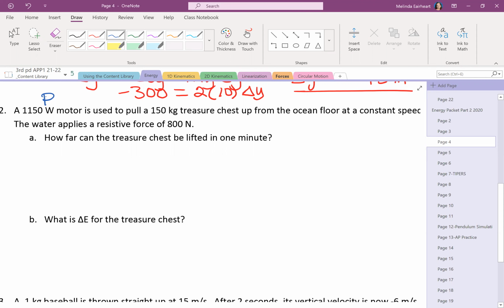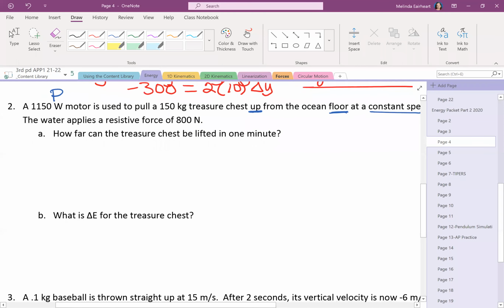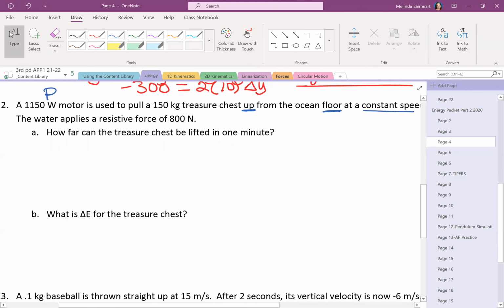Okay. So they give us the power of this motor, and it's going to be used to pull a 150 kilogram treasure chest. So they gave us the mass, and it's going up from the ocean floor at a constant speed. And then it tells us the water applies a resistive force of 800 newtons. Okay, that's different than 800 joules, just saying. Don't mix up the work done by the water and the force of the water.